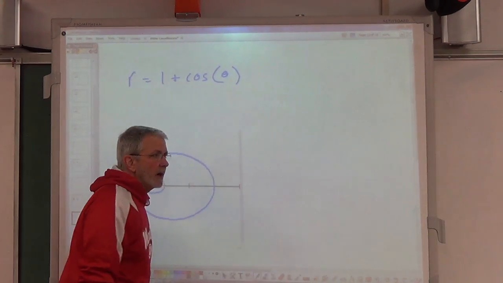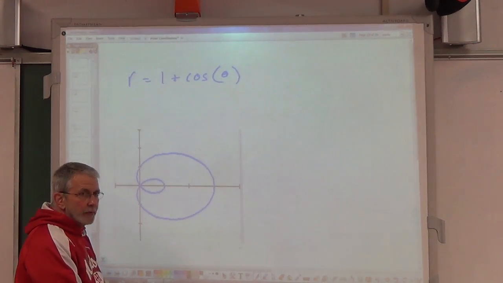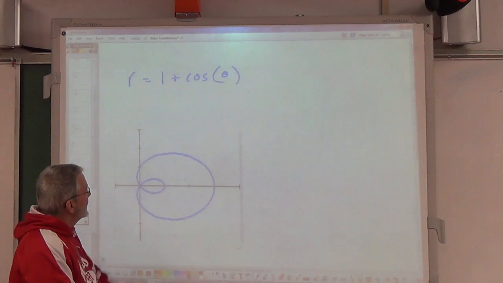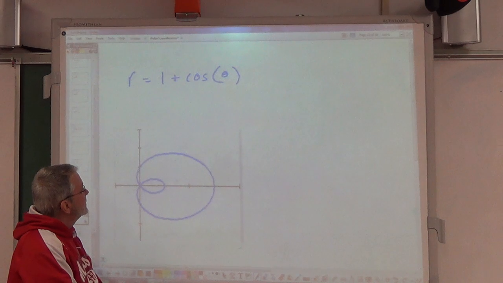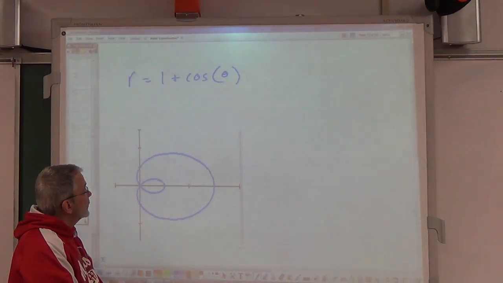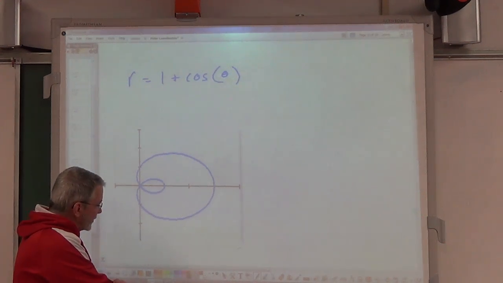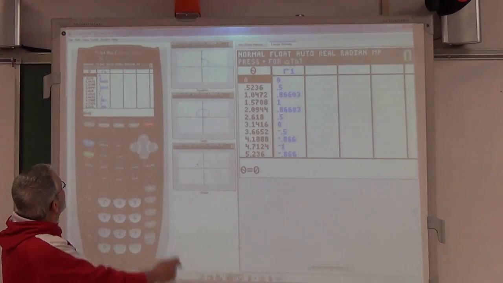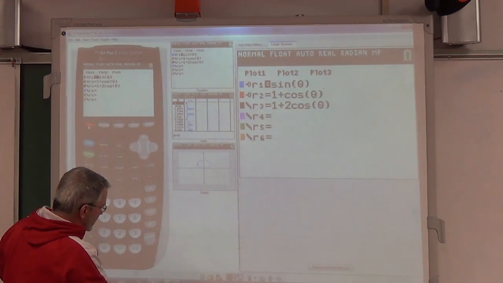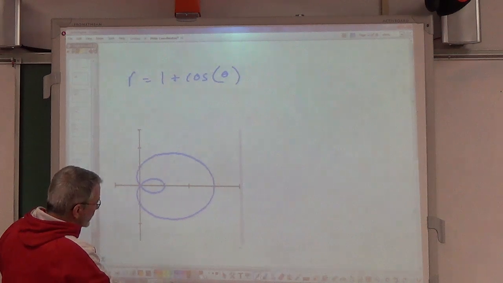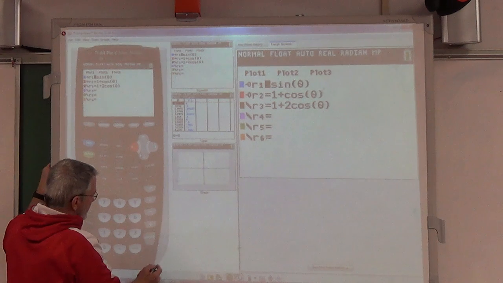So let's look at a little bit different graph, r equals 1 plus cosine theta, just to review more of r as a function of theta. And I believe that is the graph of r equals 1 plus cosine theta from 0 to 2 pi. Let's see if it is. Let's go to my graphing calculator. I think I have that one in there also. And I do. It was 1 plus cosine theta. Right there it is.